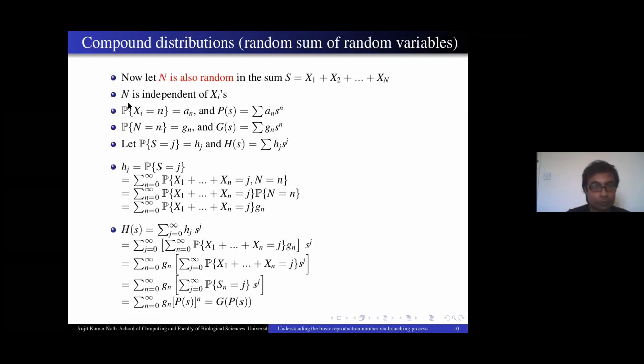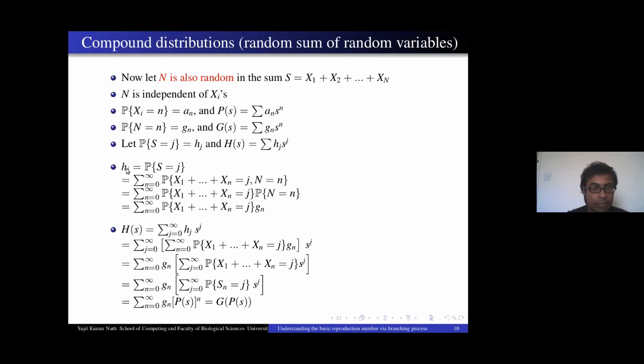Also we assume that this number of terms N is independent of every X_i. Now, as before, the generating function for each X_i variable is P(s). The generating function for N, the number of terms, which is again a random variable, is G(s). And let's say the generating function for S is H(s). Now we are going to evaluate what H(s) would be.